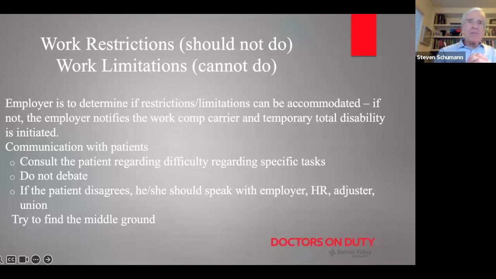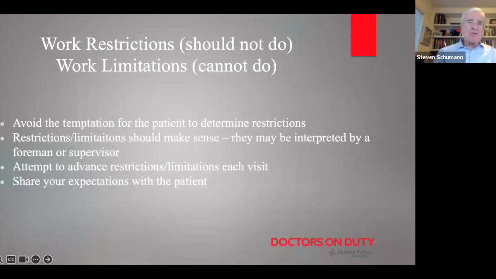We have a responsibility to the patient, but we also have a responsibility to the workplace. So we want to find that middle ground where the best possible restrictions work. Really avoid the temptation for the patient to tell you what the restriction should be. You want to query them about what they do, but in the end, make your own decisions and verbalize it or write it as you think most appropriate.